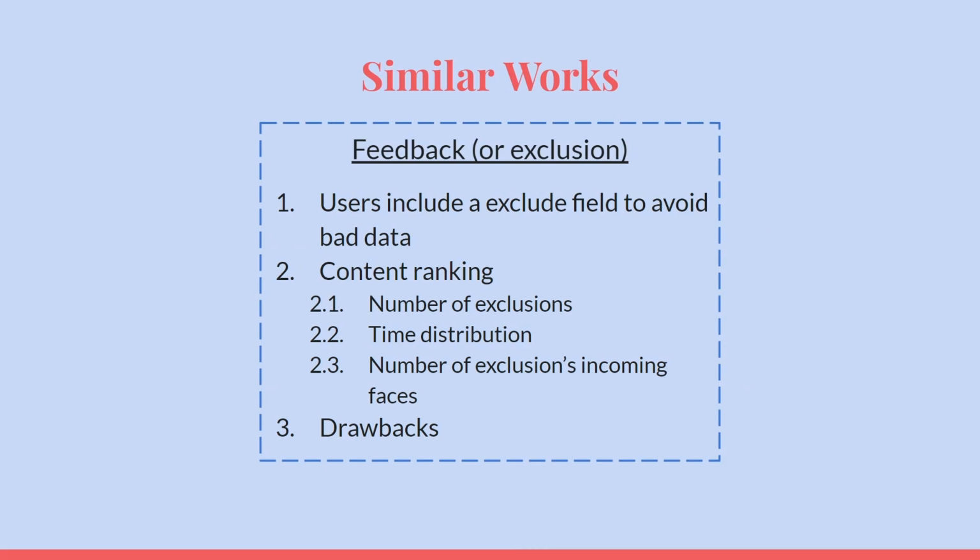A method used for the mitigation of cache poison packets is a technique which is feedback-based, also called exclusion-based, where it allows a user to include an exclude field to avoid unwanted bad data. This works by leveraging a technique called content ranking, where a router ranks its cache copies based on three features that the user specifies to exclude.